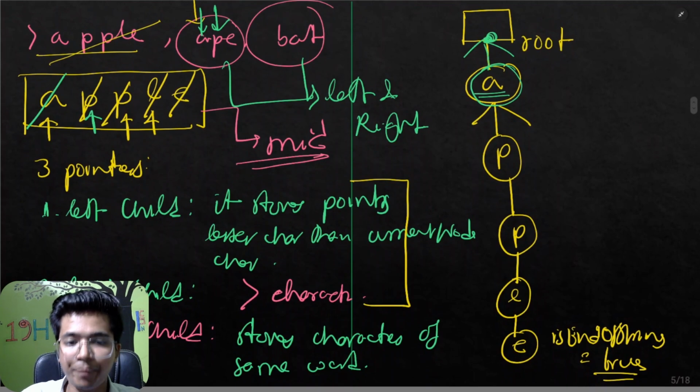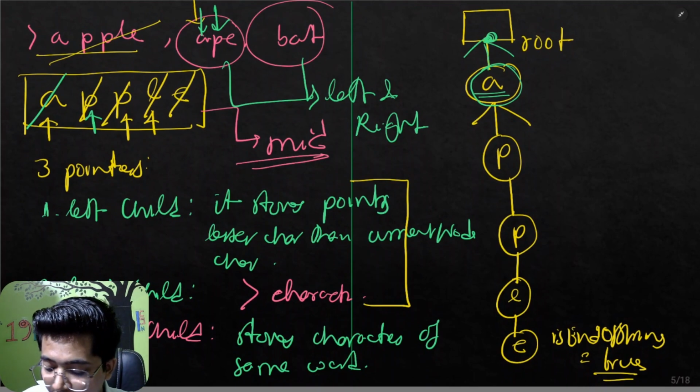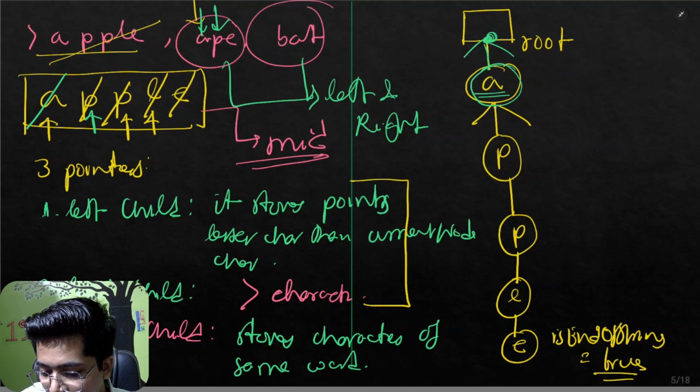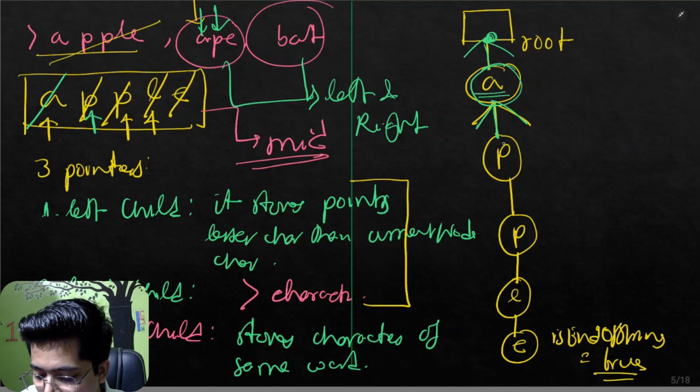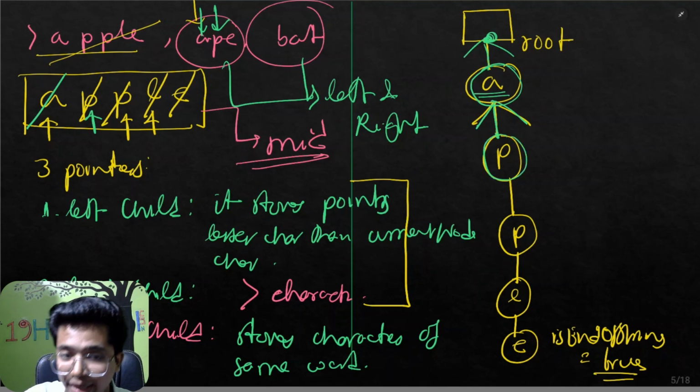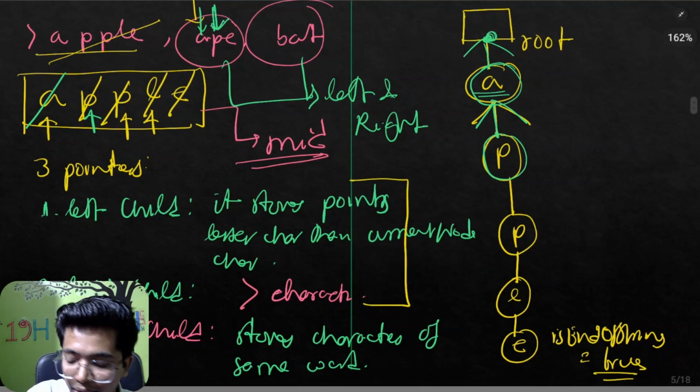So now we come to the letter P. In P we will again check from here. After inserting A, we will check if there is a P on the left, right or mid. Yes, there is P, so we come to this here. We again ignore inserting P.